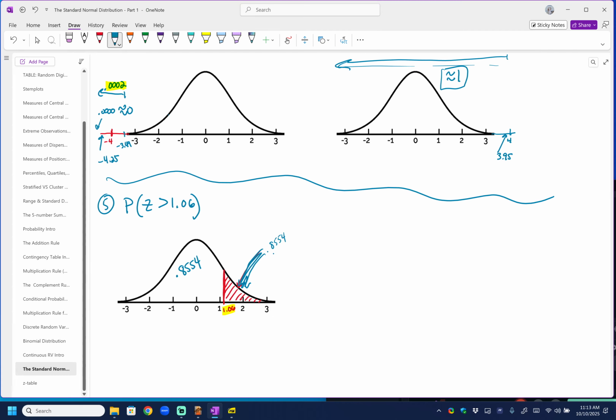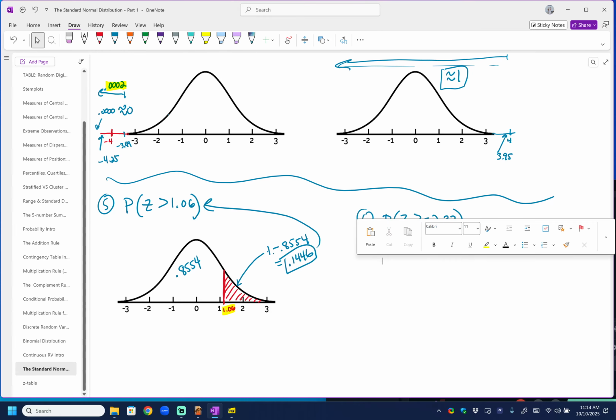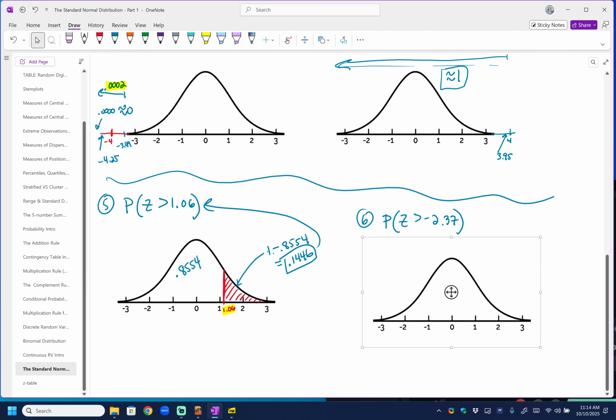Wrong answers are usually very easily caught as long as you understand the curve. So again, what are we going to do for this? All we have to do is do 1 minus 0.8554, and that is going to give you 0.1446, which is the answer to the problem. Okay, let's do another. Number 6. Probability that z is greater than negative 2.37. Again, what do we want to do? We want to have a nice picture of this so that we can draw it out. Negative 2.37 looks like it'll be about right there.